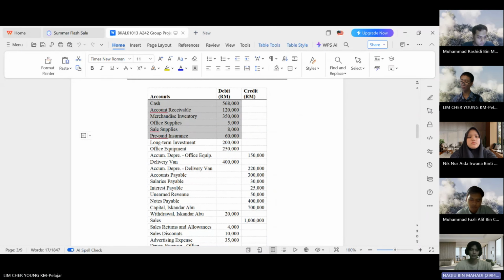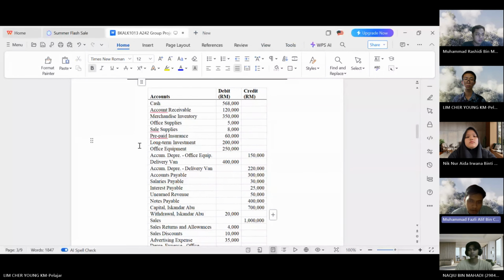Then for non-current assets, we have long-term investment of RM 200,000, office equipment 250,000 less depreciation 150,000, and delivery van 400,000 less depreciation of RM 220,000.